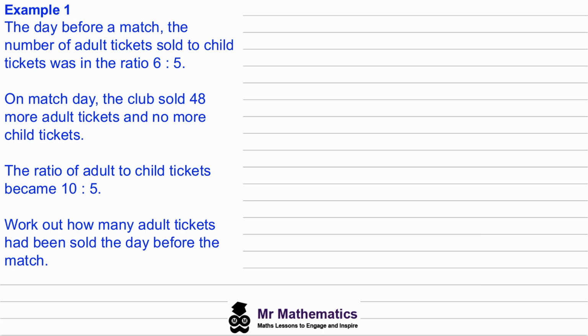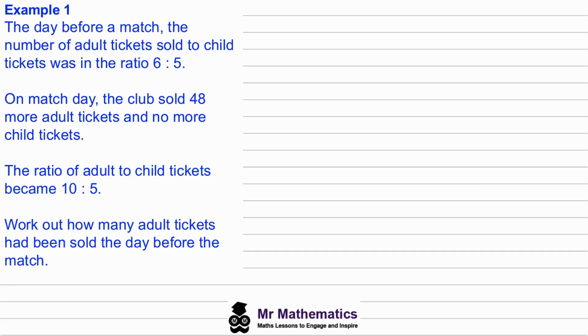So if we begin with example 1, we're told that the day before Match Day, the number of adult tickets sold to child tickets was in the ratio 6:5. And on Match Day, the club sold 48 more adult tickets and no more child tickets. The ratio of adult to child tickets then became 10:5. We need to work out how many adult tickets had been sold the day before Match Day.